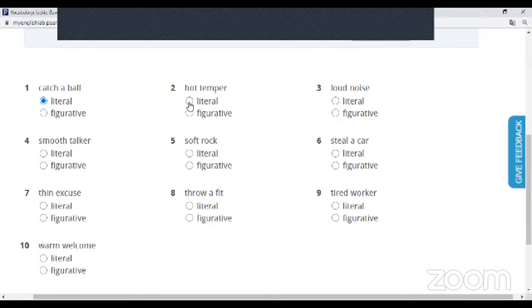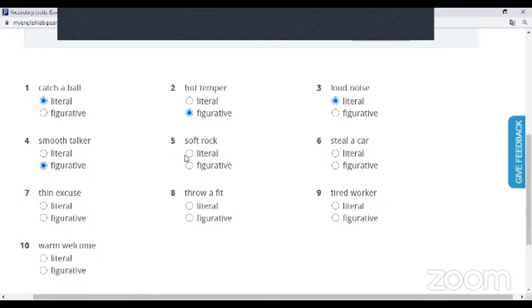To have hot temper. Literal. Okay, remember? Excuse me, figurative. Correct, hot temper, okay? Thank you. Number 3, loud noise. Oscar? Loud noise, remember? When the music is loud? Literal. Okay, so let's go with literal. Okay, now let's continue with Andres, number 5, smooth talker. Andres? Figurative. Thank you very much.